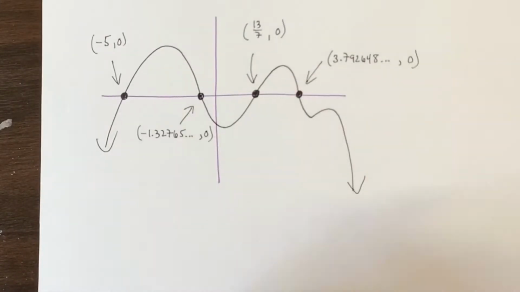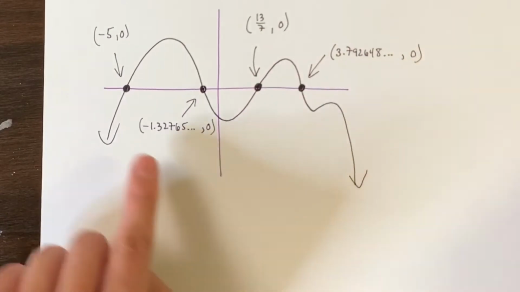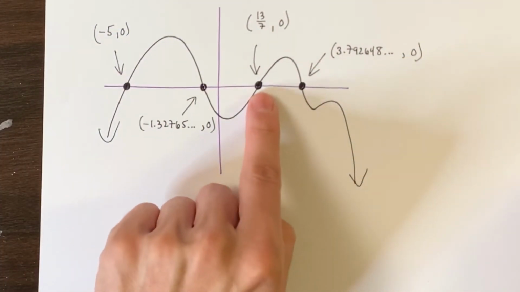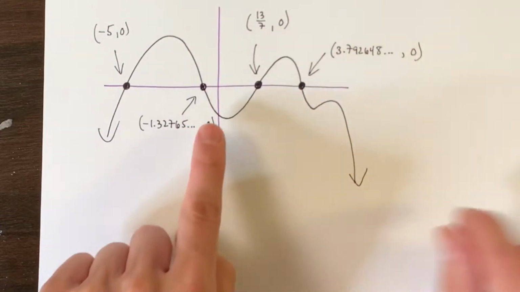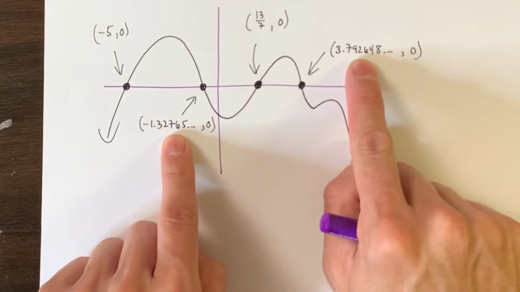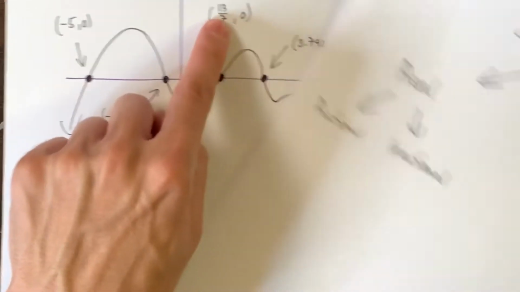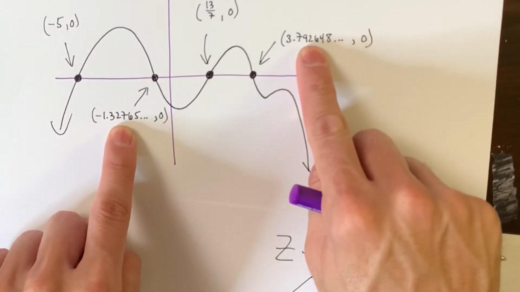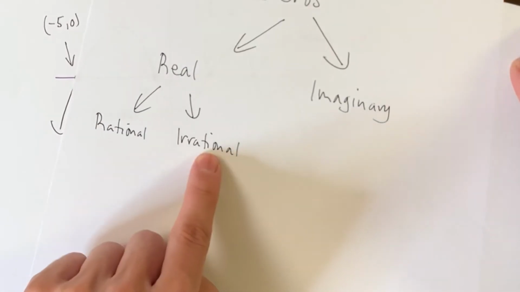Another thing, of the 4 that are real, you see how this one, that's a pretty nice number. You see how this one, that's a pretty nice number. And these ones, those are really weird. So when I say nice number, I mean rational. And when I say weird numbers that are unpredictable, those are irrational.